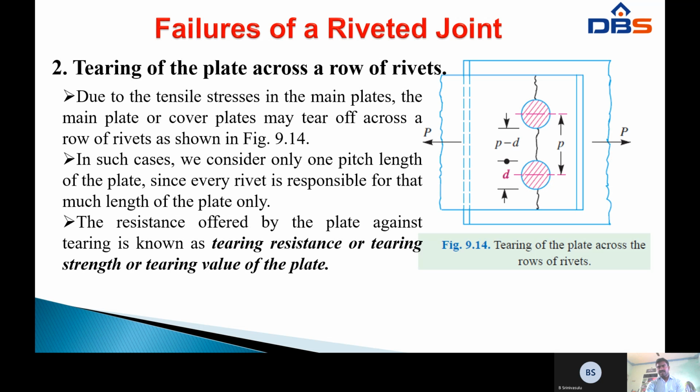Next, tearing of the plate across a row of rivets. Due to the tensile stresses in the main plates, the main plate or cover plate may tear off across a row of rivets, as shown in figure 9.14. In such cases, we consider only one pitch length of the plate, since every rivet is responsible for that much length of the plate only.